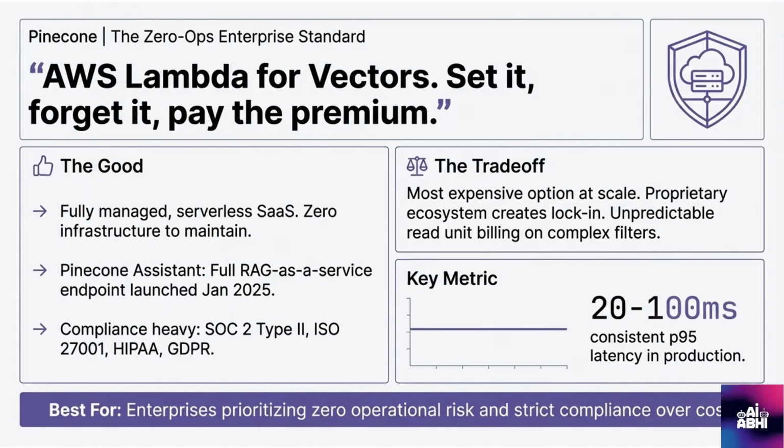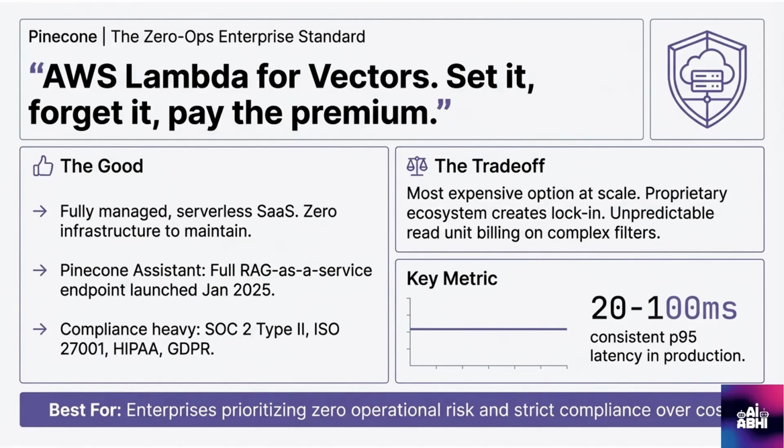A query with a metadata filter might consume around 5 to 10 read units instead of one. And because it's proprietary, if you want to leave, you are rebuilding everything. So Pinecone is like AWS Lambda for vectors: zero ops, predictable, enterprise grade. You pay a premium for the convenience, and for many teams, the premium is worth it.